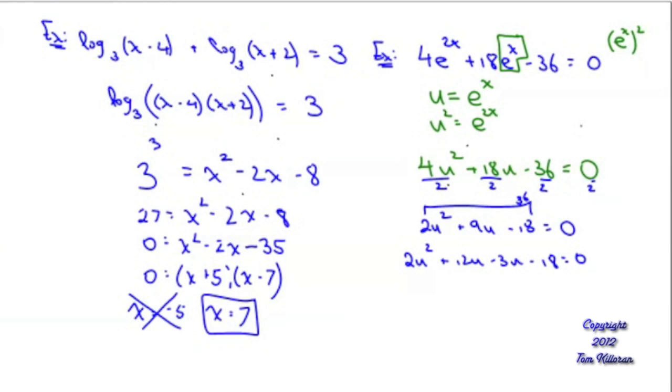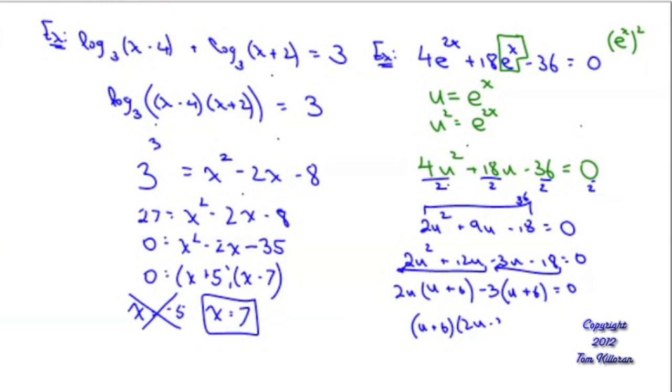All right, GCF of the first two? 2u, left behind is u plus 6. The GCF of the second two? Negative 3, left behind is u plus 6. Still equal to 0, so our factors are u plus 6 and 2u minus 3. And it's equal to 0.